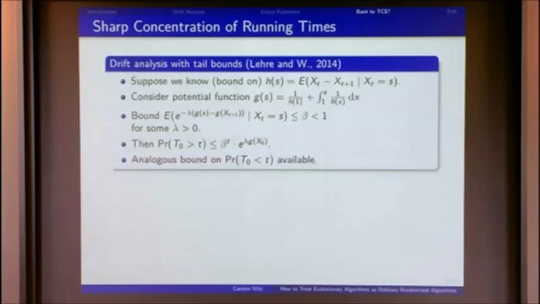What we have to use here to get these tail bounds in general is something that is called drift analysis with tail bounds, a recent work with Christian Lehre, where we first look into the one-step drift. We have a canonical potential function and bound what is called the moment generating function of this potential function. And maybe it's possible, maybe it's not, but if we succeed in bounding this moment generating function by something less than 1, then we have a tail bound.